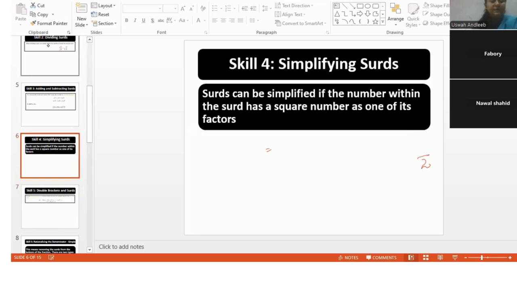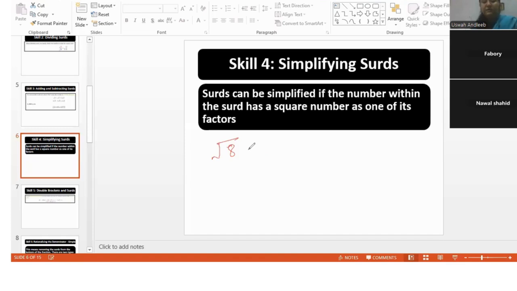It's just written over here, but I'll explain what the person is saying. Surds can be simplified if the number within the surd has a square number as a factor. Let me give you an example of 8. A very simple example, under root 8. There are two ways of solving it. Either you are very good in tables, but when it comes to IGCSE or O levels, they are not going to give you a simple question like 8. I'm just quoting a very simple question to give you an understanding.